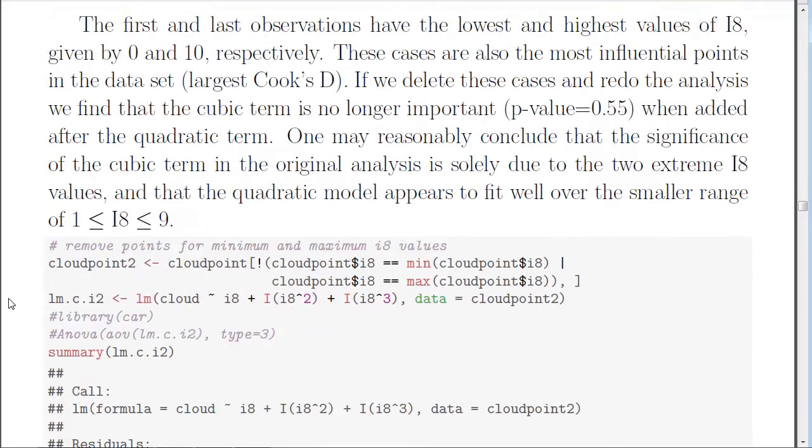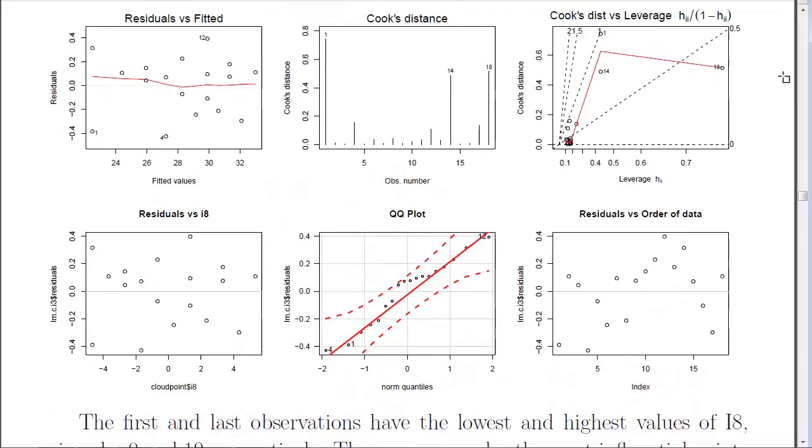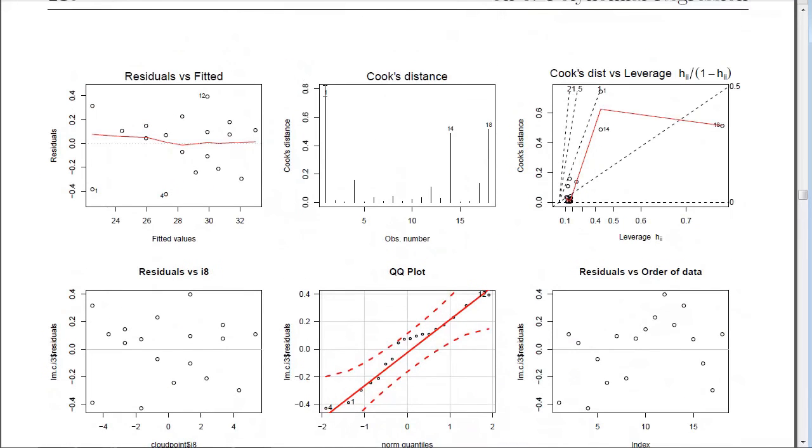So the first and the last observations have the lowest and highest values of I8. Okay, basically 0% and 10% respectively. And they're also the most influential points in the data set in terms of the largest Cook's D. Okay, so this point and this point.